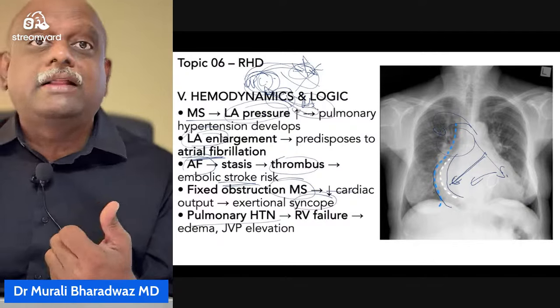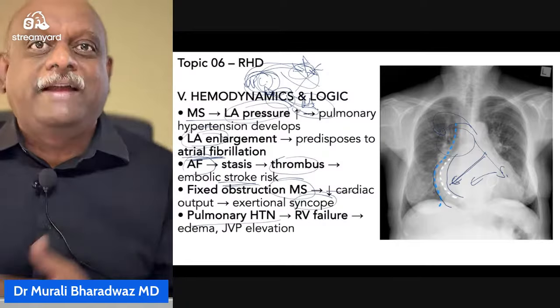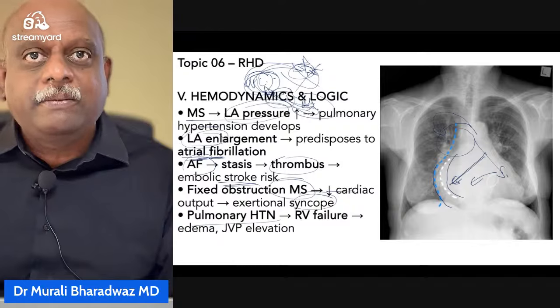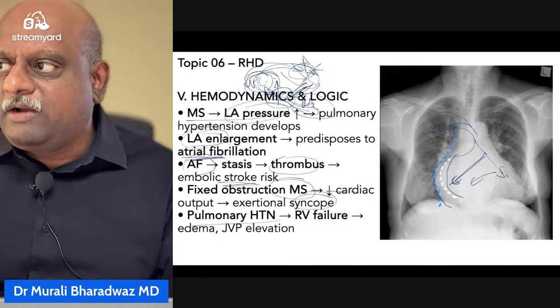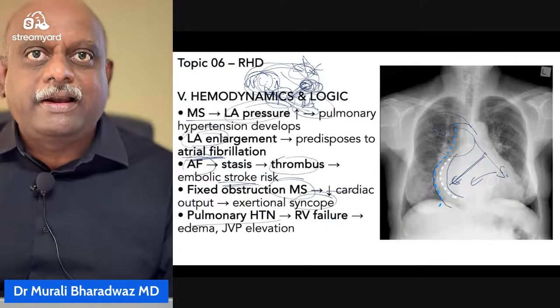Ultimately, this will make the right ventricle fail, because the high pressure in the pulmonary artery will fall on the right ventricle.